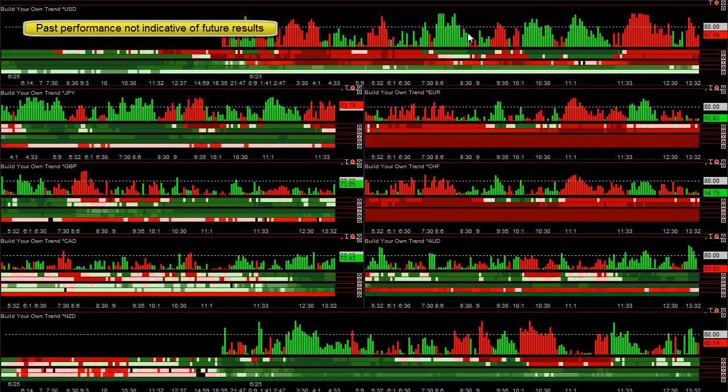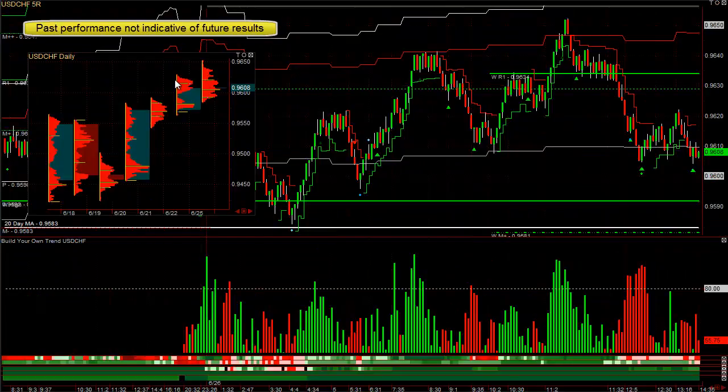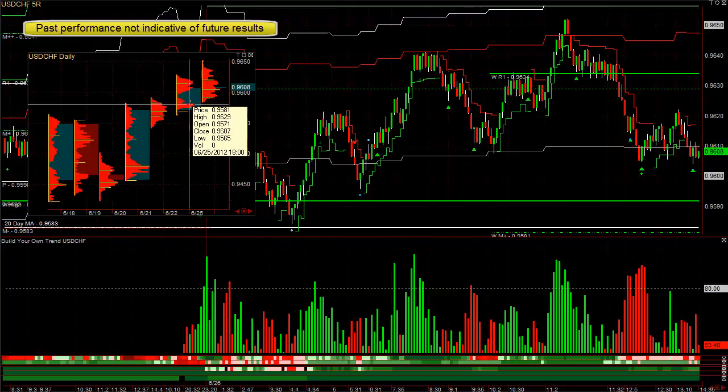So the dollar was strong, the Swiss was pretty much weak across the board. So you could be looking for dollar Swiss buys as well. Here's the dollar Swiss daily chart. You can see yesterday's value area pretty much contained the whole day. Most of the activity happened here at the bottom. The point of control where the most activity happened yesterday was 95.81.